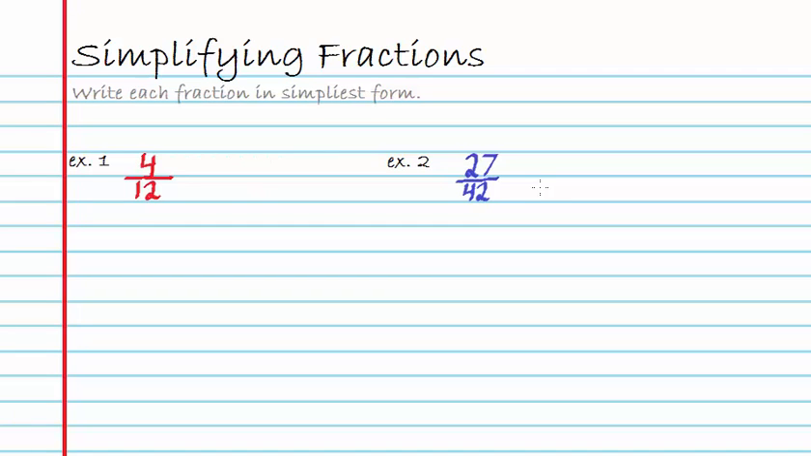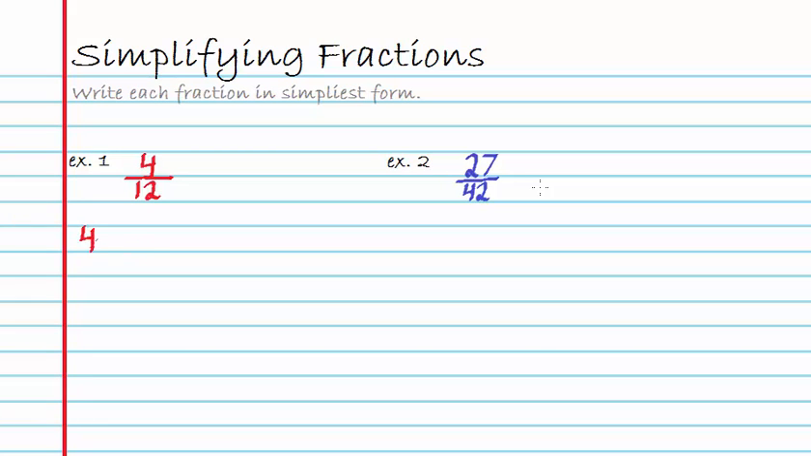Hey everyone, in this video we're going to look at simplifying fractions, and our directions tell us to write each fraction in simplest form. So in our previous video we looked at finding the greatest common factor. So that's what we're going to have to do when we simplify fractions. We need to look for our greatest common factor for the numerator and the denominator. So that's what I'm going to do first.